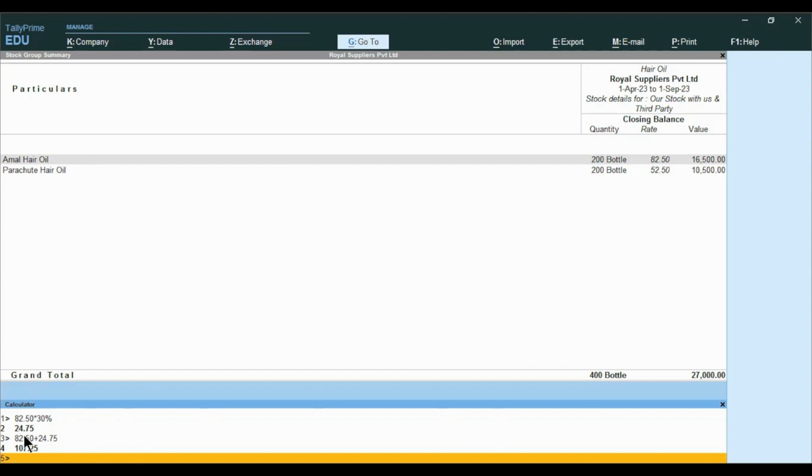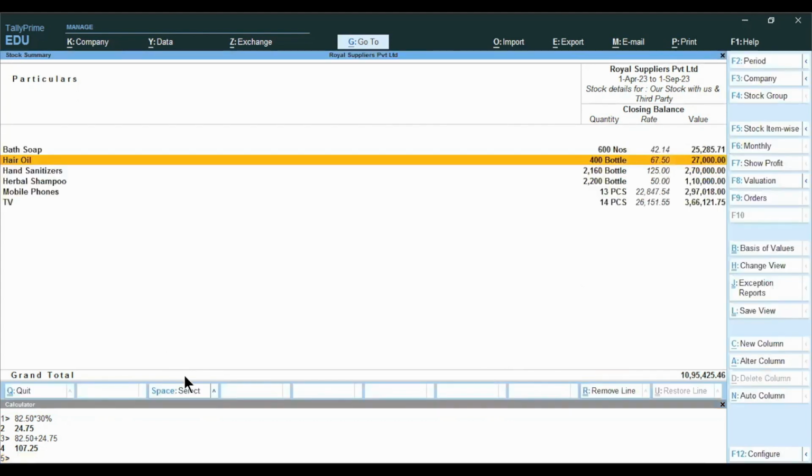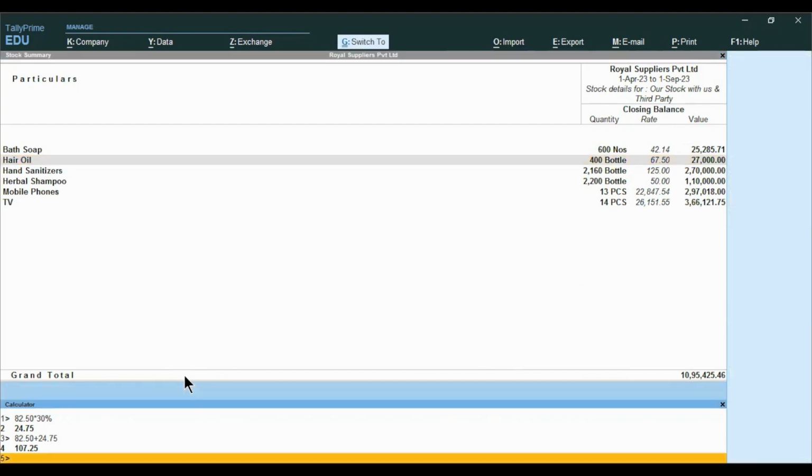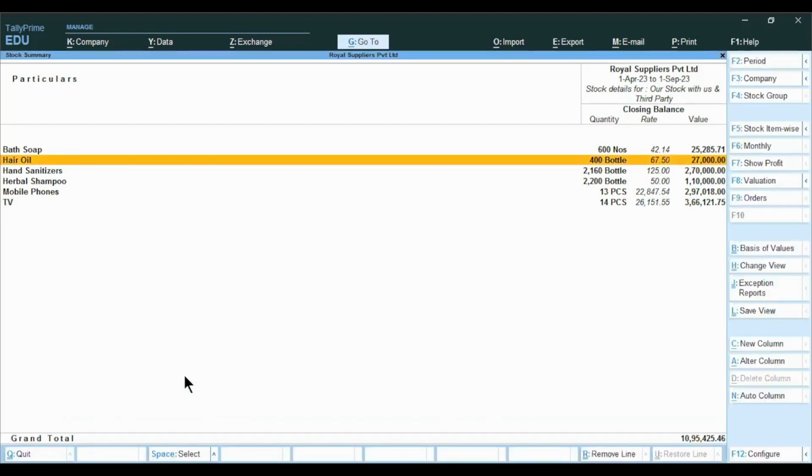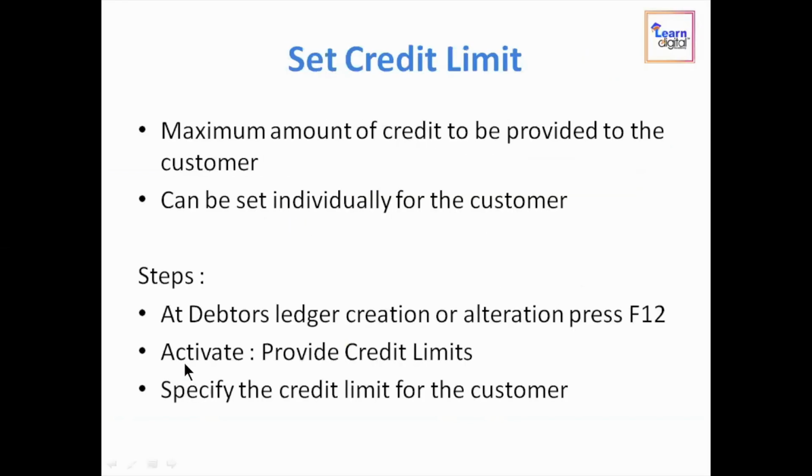So this is how we can use the calculator in Tally. Just press Escape to arrive at the main screen, or you can use the same toggle button: Ctrl+N for the calculator, Ctrl+N to go back to Tally. So that was additional cost of purchase.